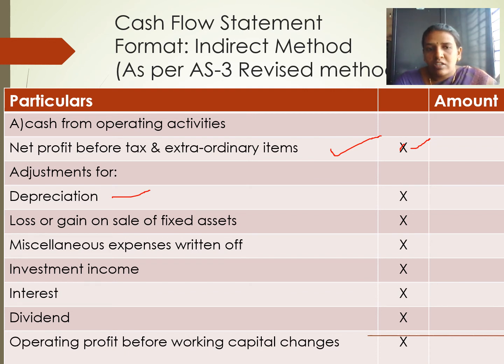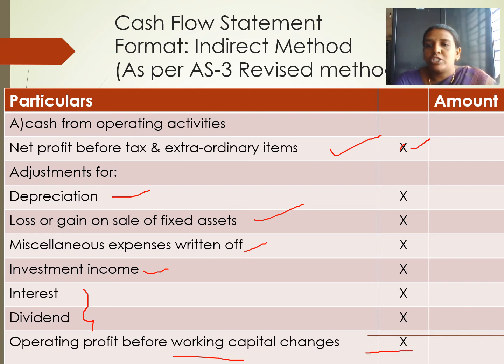Then loss or gain on sale of fixed asset is also a non-cash item. Miscellaneous expenses written off, extraordinary item, investment income, and interest and dividend. These are all the non-operating incomes. You have to mention here. That is the operating profit before working capital change. Working capital change ಆಗೋಕ್ಕಿಂತ ಮೊದಲು ಬರುವಂತ operating profit ಆಗುತ್ತೆ ಇದು.